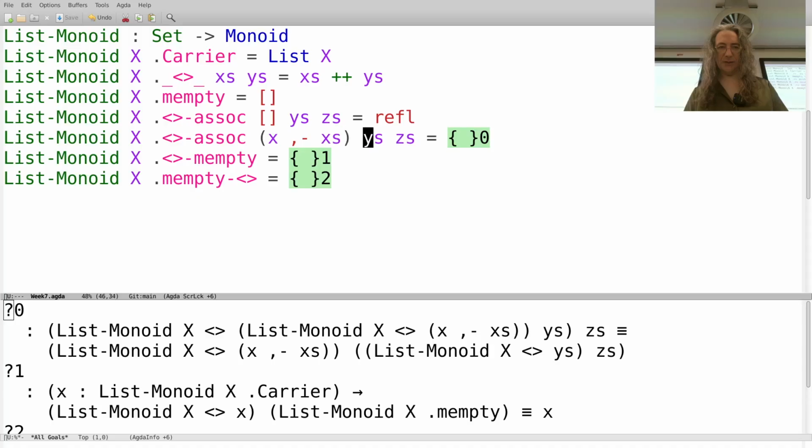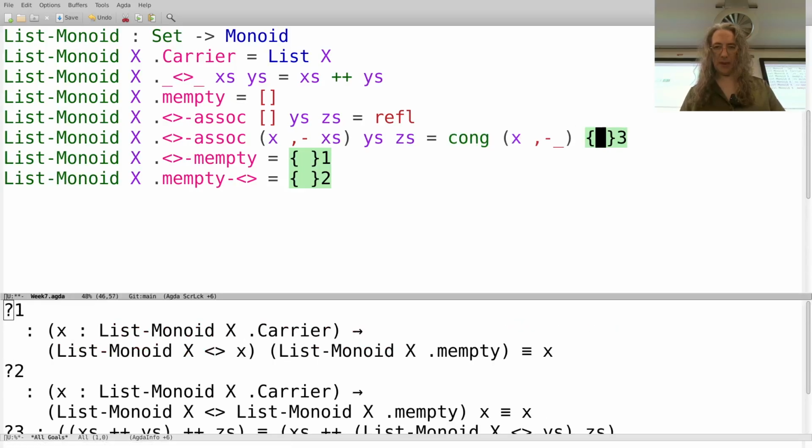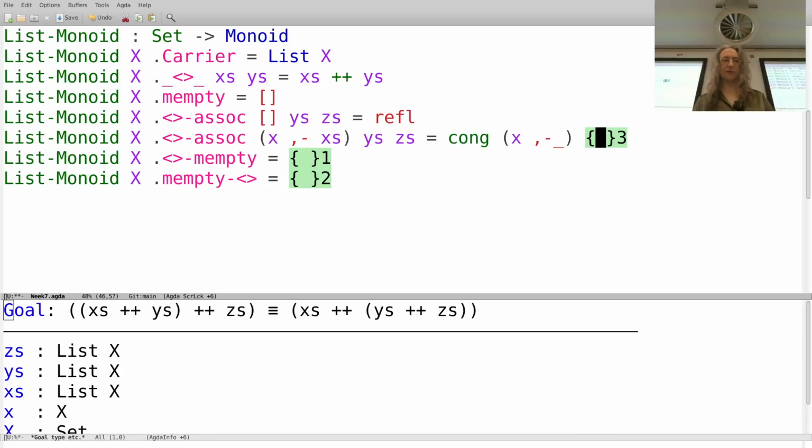So this is Kong x comma minus underscore query. You see we are now reduced to the induction hypothesis.